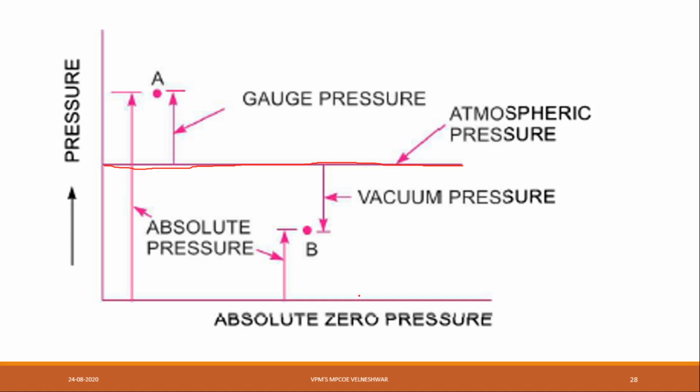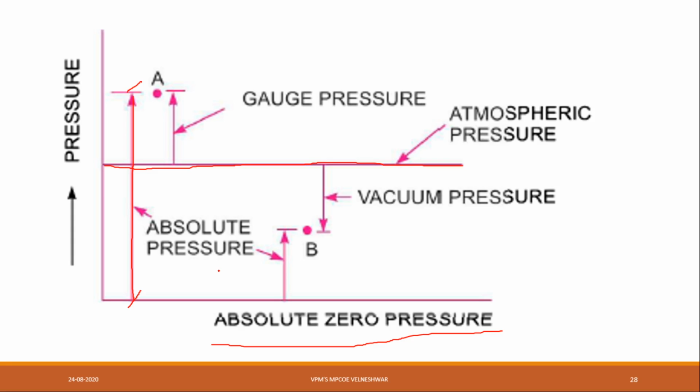Okay. Now if you see here, this line is called absolute zero pressure. Now if you see here, if it is going up to a point, then it is called absolute pressure. Here I am calculating the distance from this line to this line, then we can say absolute pressure.